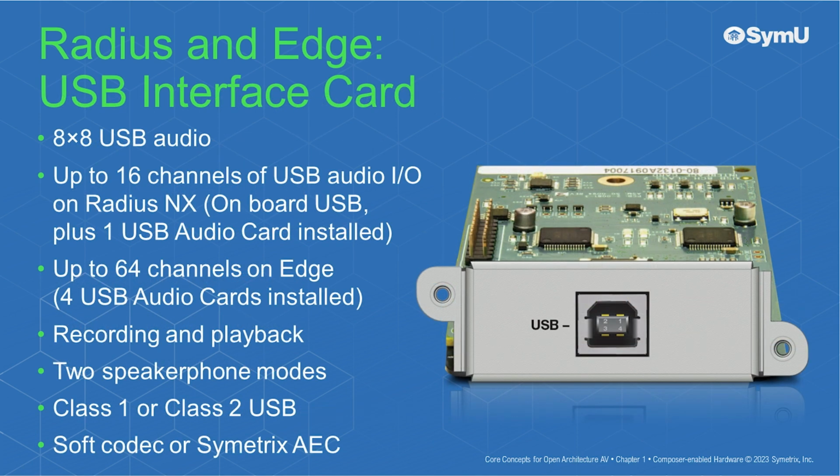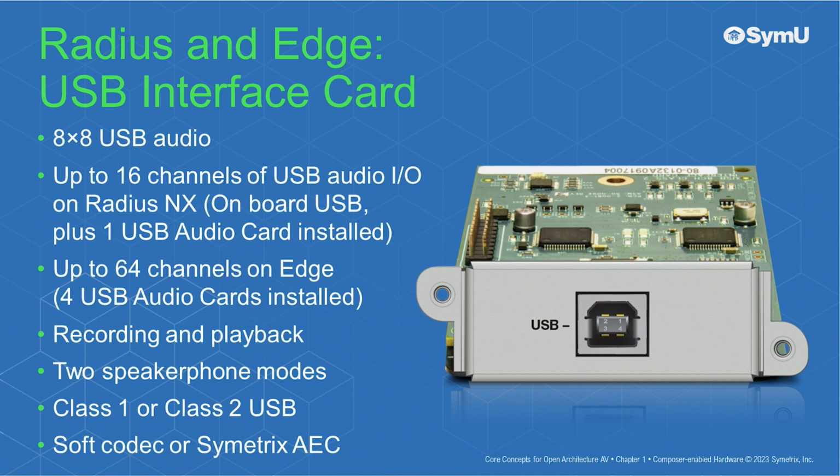The USB interface card supports 8x8 USB audio, bridging computer-based soft codecs or recording and playback software to the expansive Dante network audio ecosystem. It adds up to 16 channels of USB audio I/O to a Radius DSP, 8 on board natively, and an additional 8 with the USB card. On the Edge DSP, with 4 cards installed, there are up to 64 channels of USB I/O.